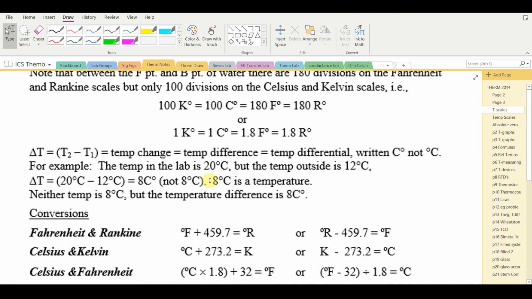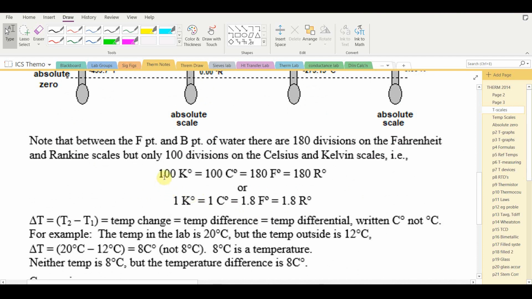This might seem insignificant, but it's pretty important. When you read a temperature or temperature differential in print, you want to be clear as to what you're reading. Is it a temperature? Is it a temperature difference? And so the position of the degree symbol tells us that. So now this might make sense to you. I can say that a 100 Kelvin degree temperature change between the freezing point and boiling point of water on the Kelvin scale is equivalent to a 100 Celsius degree difference on the Celsius scale, which is equivalent to a 180 Fahrenheit degree temperature change, which is equivalent to a 180 Rankine degree temperature change.